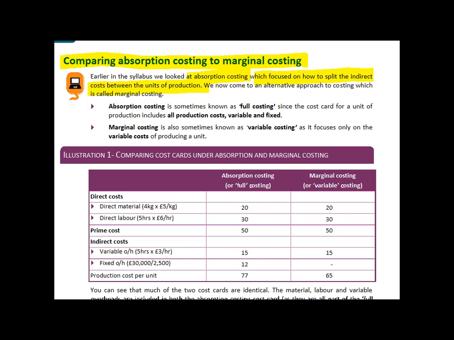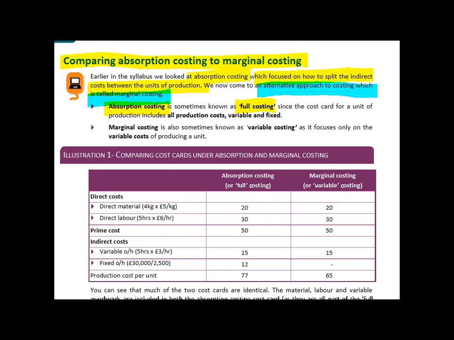Remember, this is a key aspect of costing, trying to identify the cost per unit so that perhaps we can charge an appropriate price. We're now going to be looking at an alternative approach to costing called marginal costing. Let's start by just highlighting the differences between these two approaches. Well, absorption costing, which we actually have already dealt with, is sometimes known as full costing.